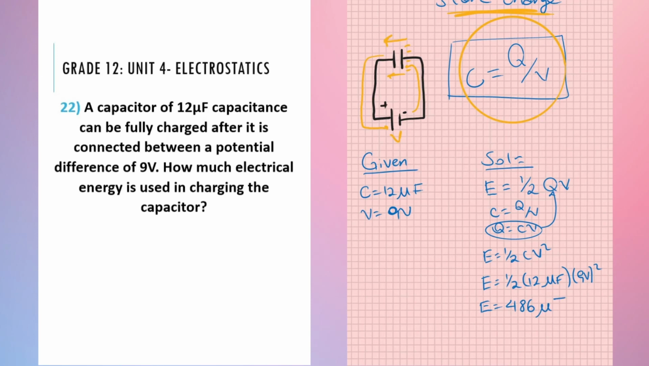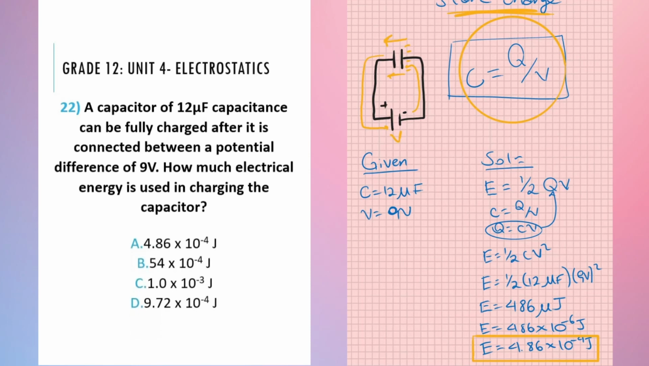486 microjoules. If we want to write this in scientific notation, this will be 486 times 10 to the power of minus 6 joules, because micro is 10 to the power of minus 6. And this can be further simplified to 4.86 times 10 to the power of minus 4 joules, simply by shifting the decimal 2 spaces. So that will be our final answer, 4.86 times 10 to the power of minus 4 joules. And if we look at our choices, that is in fact choice A, 4.86 times 10 to the power of minus 4 joules. If you use the formula correctly and put in the correct values, this is the only answer that you can get. And that's it.